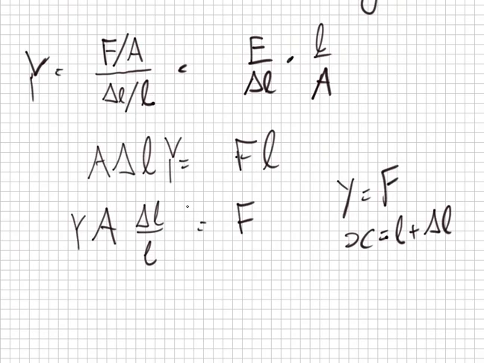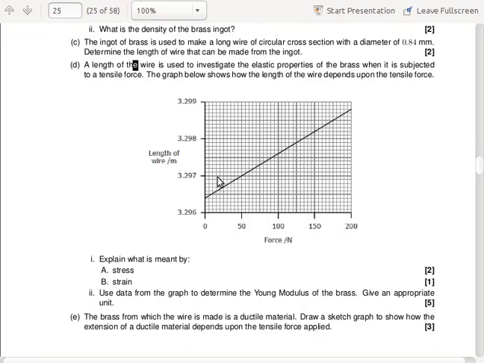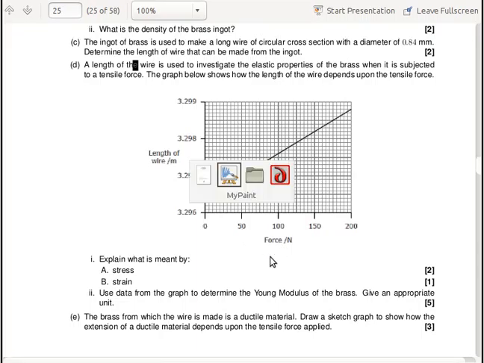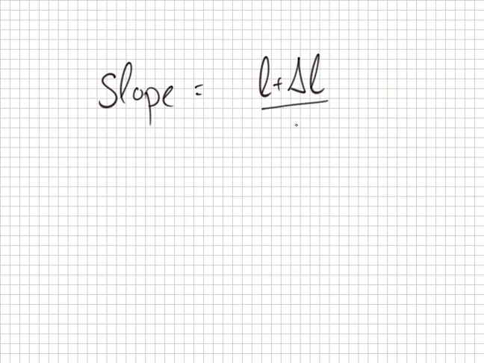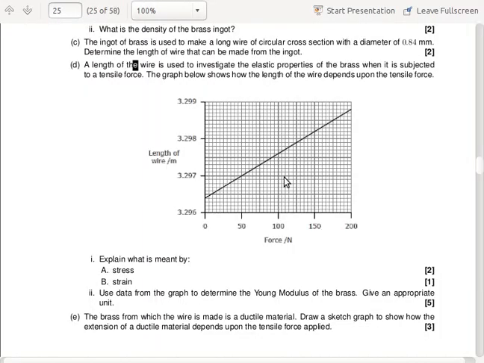Maybe I'm looking at this the wrong way around. Maybe instead of trying to go from here to the graph, I should go from the graph and see what I get. So on this graph, this one here is L plus delta L, and this one here is the F. So the slope is that one over that one there. Slope equals L plus delta L over F. Actually, you know something? I'm making this much more difficult than it is. I'm just going to take some values off the graph here.